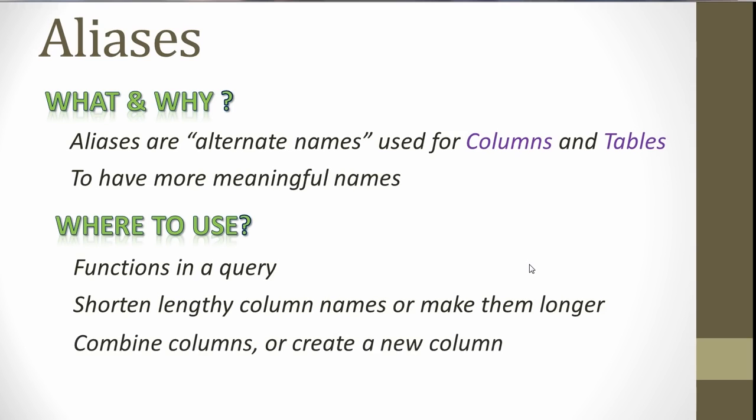When you're combining two or more columns, a new column is created actually. For example, in the previous lesson we used the arithmetic operator plus, and we said age plus 2. In that case, you can provide that new column with a meaningful name so you know what the purpose of that column is. Lastly, when we join two or more tables, which we haven't done until now, we will be doing in the future, even in that case we would be using aliases.